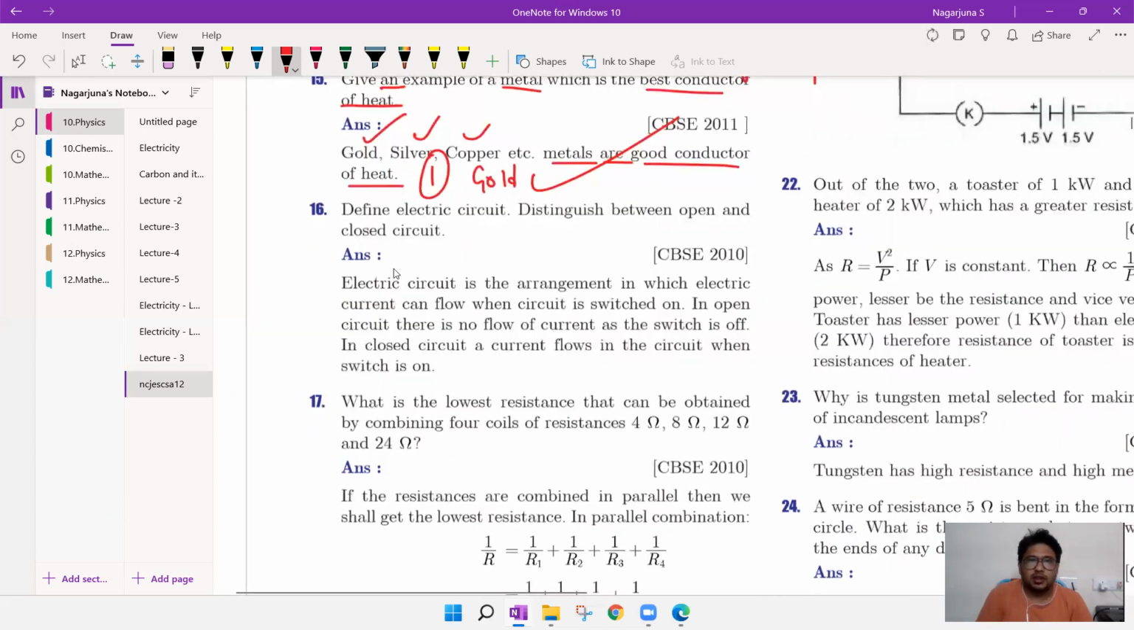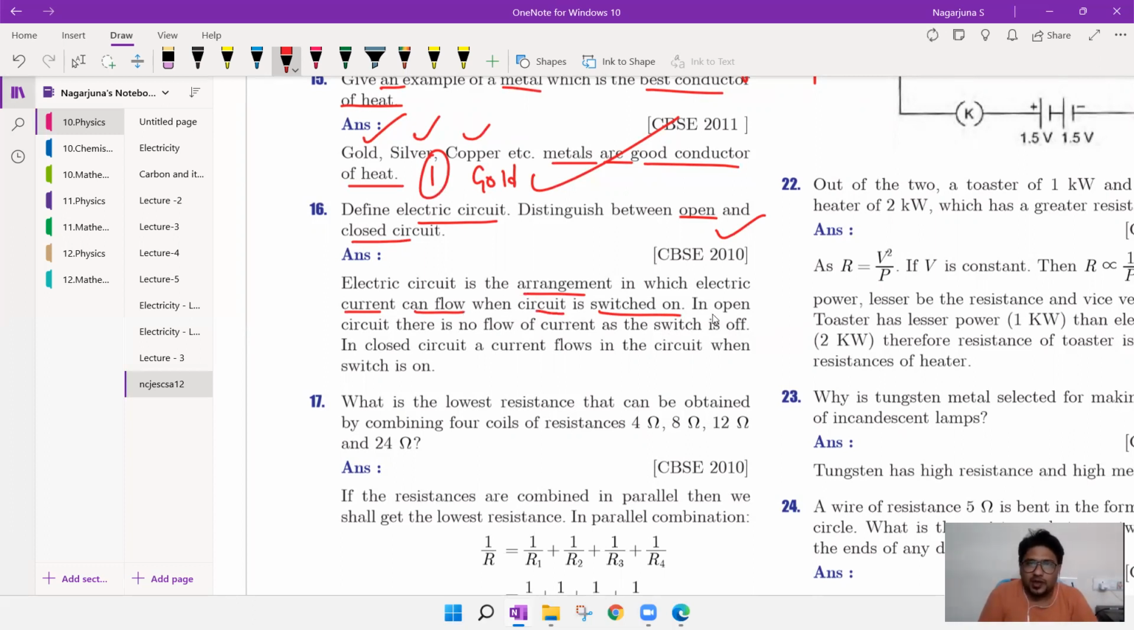16th. Define electric circuit. Distinguish between open and closed circuit. In 2010 they asked. So, define electric circuit. This is also a direct question from your textbook. An electric circuit is the arrangement in which electric current can flow when the circuit is switched on, or you can write it as a closed continuous path where current passes. A simple definition you can write for electric circuit.